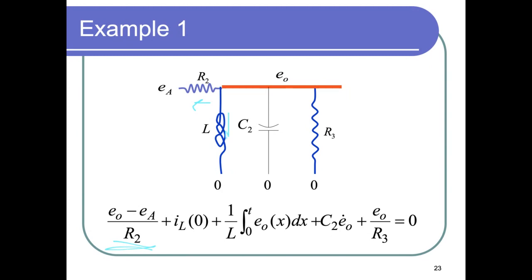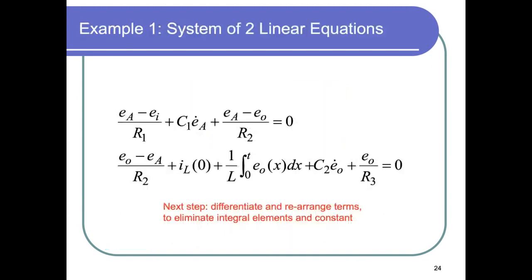Then we have a current through the inductor, which is IL evaluated as 0 plus 1 over L the integral of E naught x, the voltage across the inductor. Then we have a current through the capacitor, which is C2 E naught dot. Then we have a current through the resistor, which is E naught over R3. So this is another equation that we have. So if we write everything next to each other, then we have 2 equations describing the system dynamics.